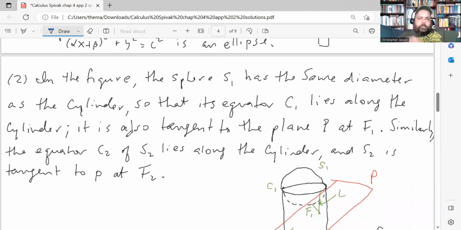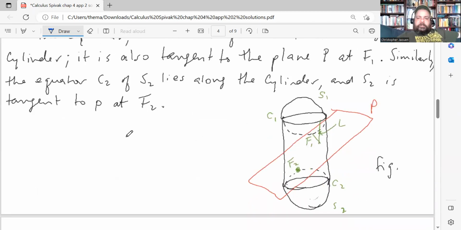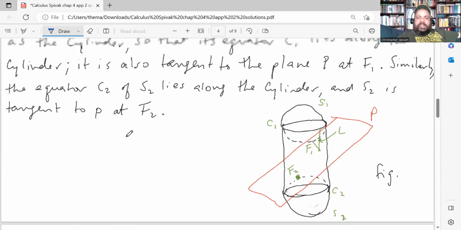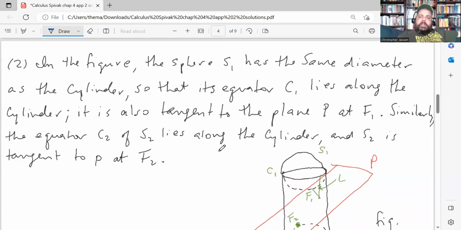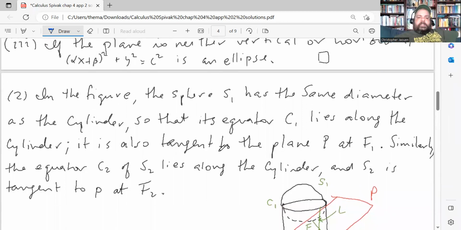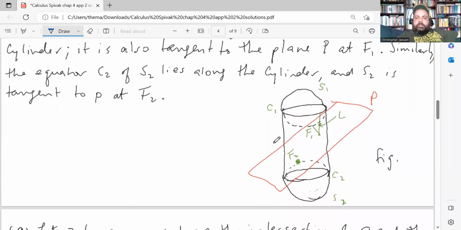Question number 2, there's a couple parts to this one. In the figure, which I have drawn below terribly, but bear with my terrible drawing ability. Hopefully you can make out what this picture is saying. In the figure, the sphere S1 has the same diameter as the cylinder, so that its equator C1 lies along the cylinder. It is also tangent to the plane P at the point F1. Similarly, the equator C2 of S2 lies along the cylinder, and S2 is tangent to the plane P at F2. So hopefully, again, from the picture, you can see what that's saying.